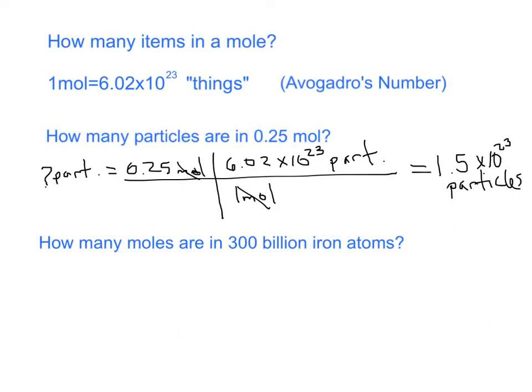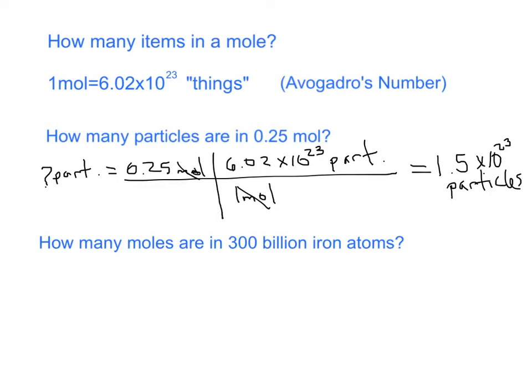Let's go on to try another example. We'll do it in the reverse now. All right, how many moles do we have if we have 300 billion iron atoms? That's a lot of atoms, Mr. Hunter. It's probably going to be a lot of moles. Or not. So, okay, what do we have to do first?